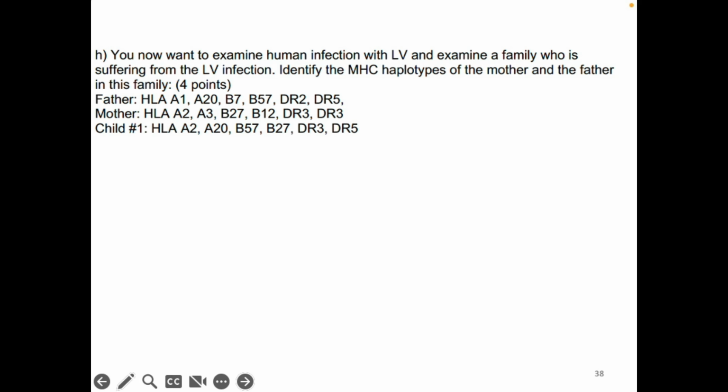All right. So now we need to figure out what is dad's first haplotype. Yeah, Brian. A20, B57, DR5. And we know that because those are the ones that dad gave to the child. So those three have to be together on one of his chromosomes. One of his versions of chromosome 6. Which three are on his other version of chromosome 6?